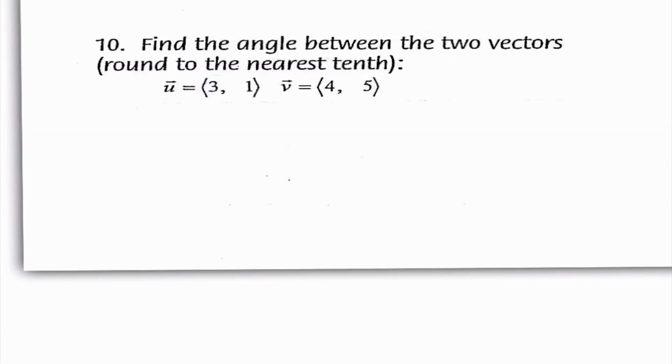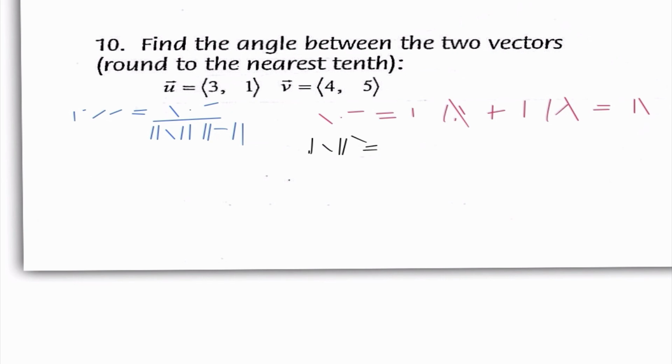Number 10 deals with the one formula that I'm giving you guys on the test, and that is cosine of theta equals the dot product of u and v divided by the magnitude of u times the magnitude of v. So that's given to you guys, but we do need to know how to find all of these different things. So the first thing I'm going to find is the dot product. Remember, the dot product means I'm multiplying the x values together plus multiplying the y values together. So I end up getting 12 plus 5, which is 17.